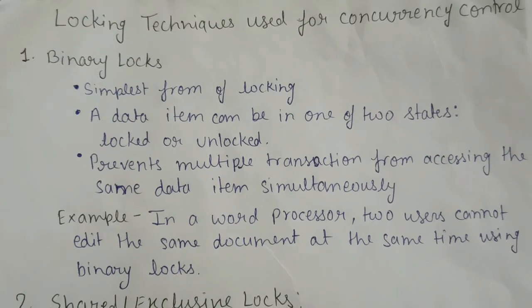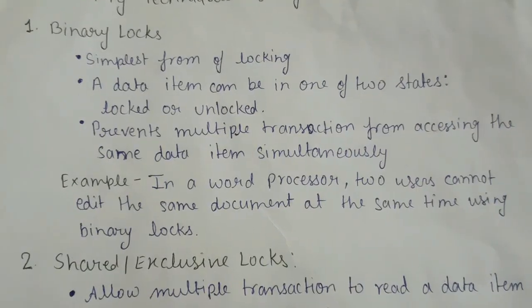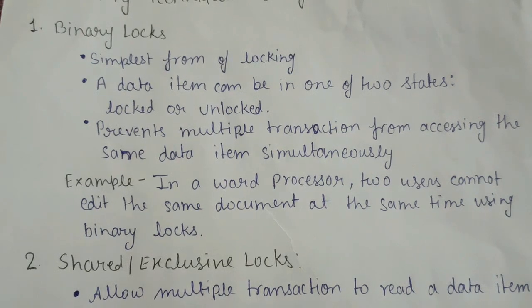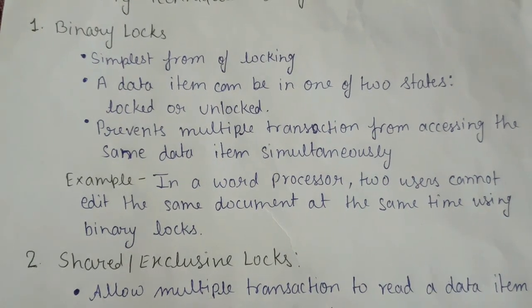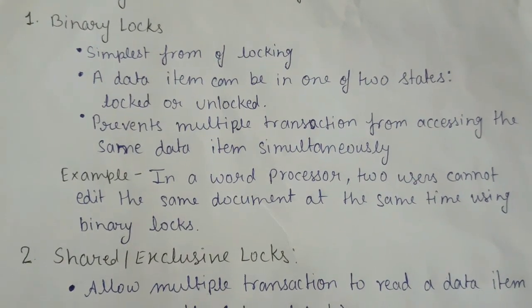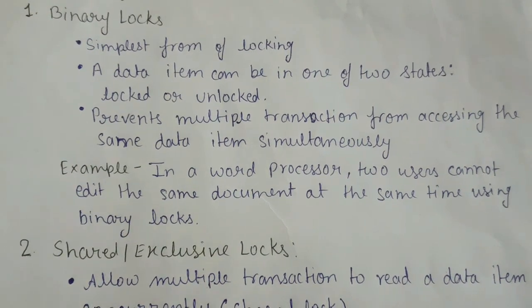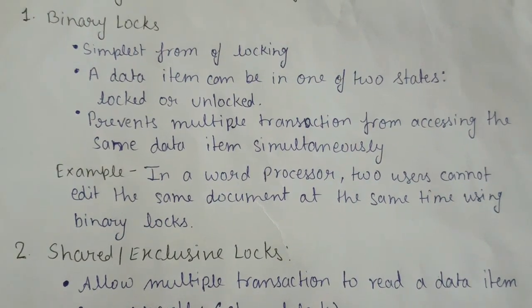Locking techniques used for concurrency control. First is the binary lock. It is the simplest form of locking. A data item can be in one of two states, locked or unlocked. It prevents multiple transactions from accessing the same data simultaneously.